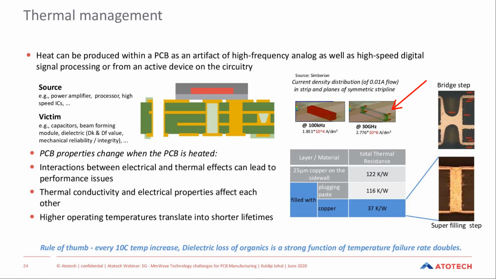So going back to through-hole filling, what we can say is that if you take a traditional conformal fill, we'll see that the total thermal resistance is about 122 Kelvin per watt. And if we do via in pad and use a conductive epoxy type of material, we can drop this, but it doesn't drop dramatically, down to about 116 Kelvin per watt. And as we move to a completely filled through hole, this dramatically changes the thermal resistance.